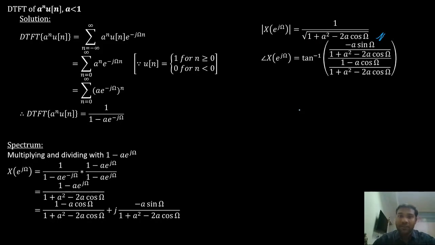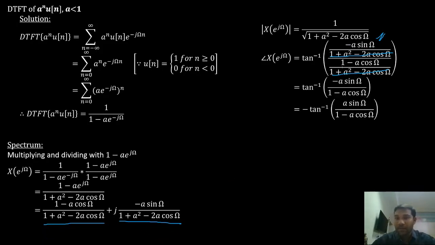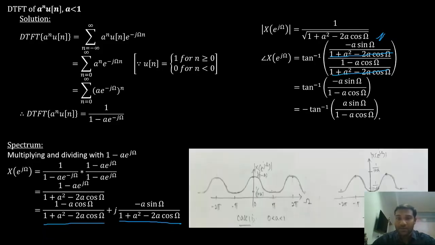Then the phase spectrum. Phase spectrum is tan inverse of the imaginary term divided by the real term. Right? Imaginary term divided by real term. The denominator gets cancelled. I have minus a sin omega by 1 minus a cos omega. If I take the minus term outside, it becomes minus tan inverse of a sin omega by 1 minus a cos omega. So this is my phase.